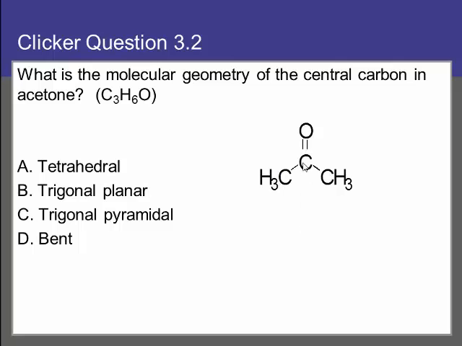So we've already drawn the Lewis structure. We can observe there are 3 groups of electrons surrounding that carbon. That leads us to trigonal planar electron geometry. The molecular geometry in this case will be the same. There are no lone pairs around this carbon. There are 3 atoms surrounding the carbon, and so it is also trigonal planar molecular geometry.